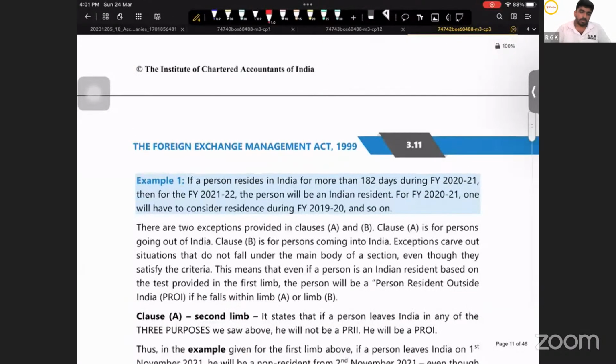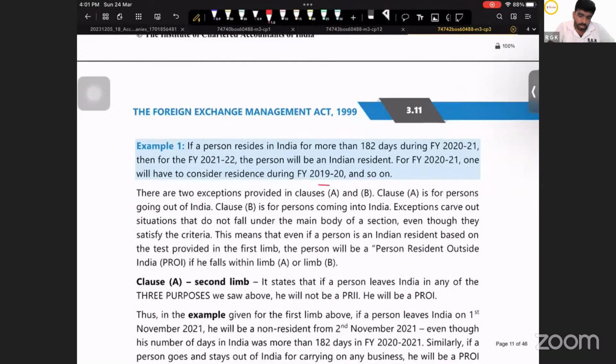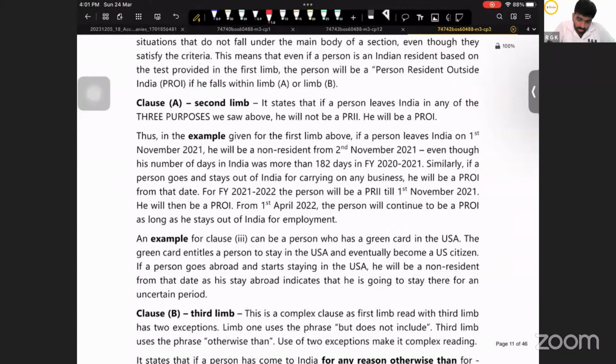Now, if a person resides in India for more than 182 days during financial year 2021, then for the financial year 21-22, the person will be an Indian resident. For the financial year 2021, one will have to consider residence during 1920. That means back to back year you need to check. Now, let us take the example given to us here.